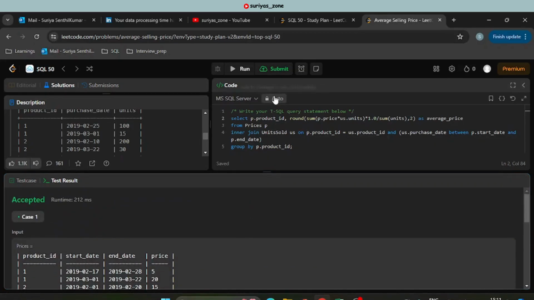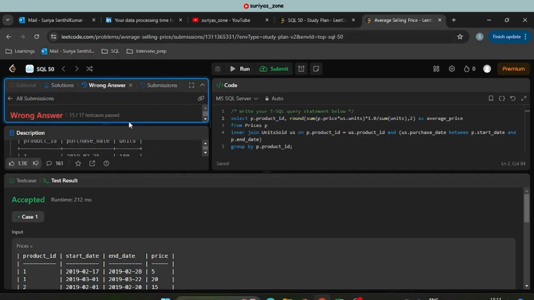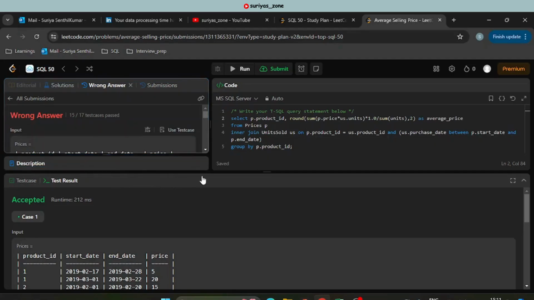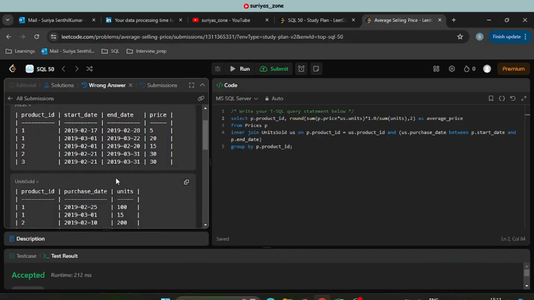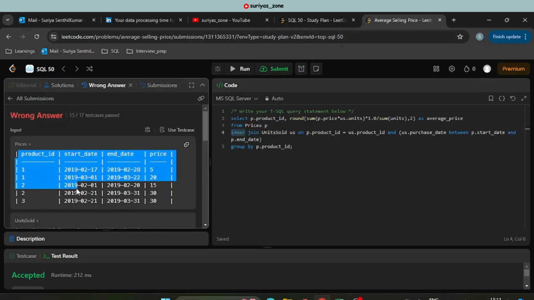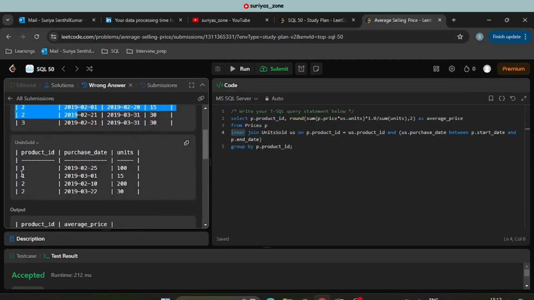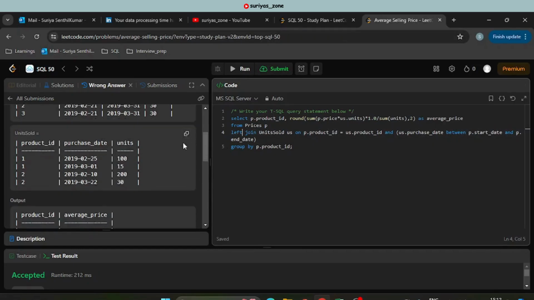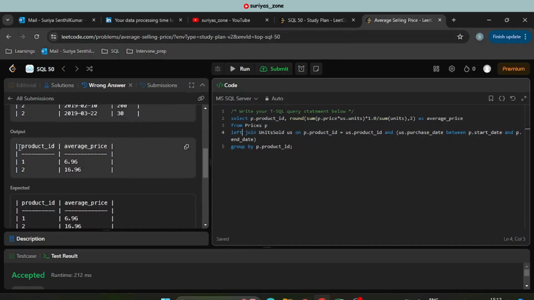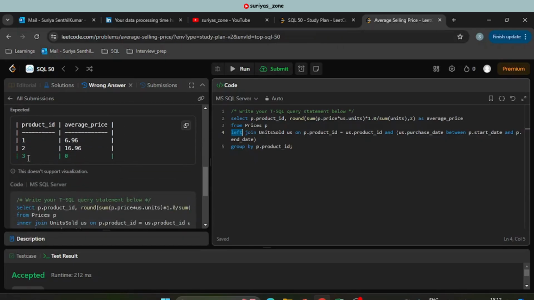Let me submit and check whether it is accepting our hidden test cases or not. Okay, the hidden test cases failed. Let's check that. Yeah, okay, got it. I think it's because of the join here. If you see the prices table here we have products 1, 2 and 3, but in the units sold table we have only 1 and 2. So here instead of using inner join, we have to use left join. Also, our output is showing 1 and 2 only because of the inner join. But if we add the left join, it will show 3 as well.